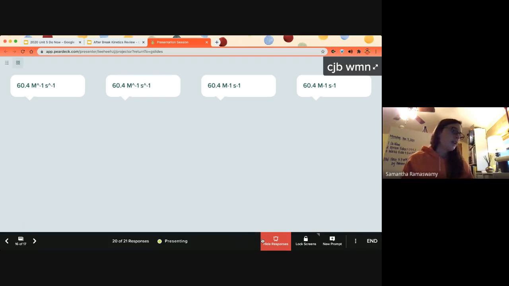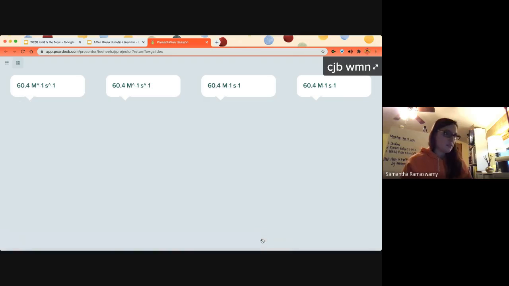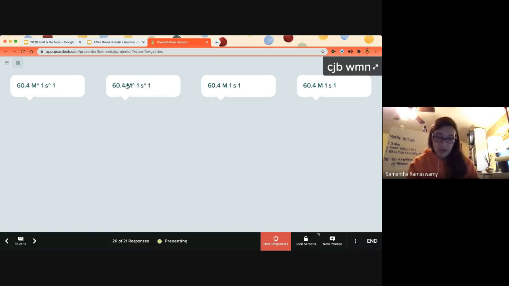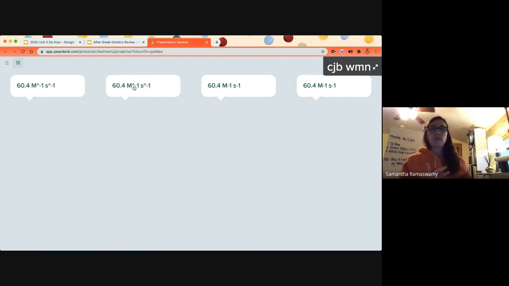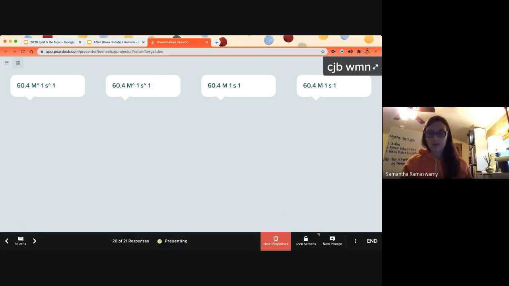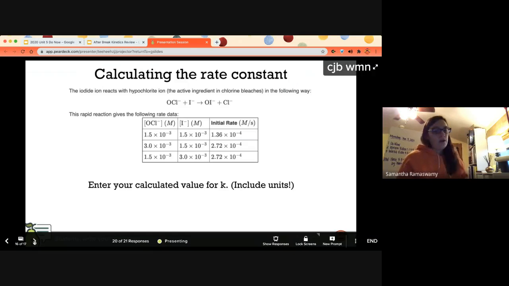If you plug in units, you will have molar per second divided by molarity squared. The molarity on the top cancels with one of the molarities on the bottom. To the minus 1 means it's in the denominator, so that means it's 1 over. So M to the minus 1, s to the minus 1 is the same as 1 over M times s. Okay, so that's looking at calculating K.